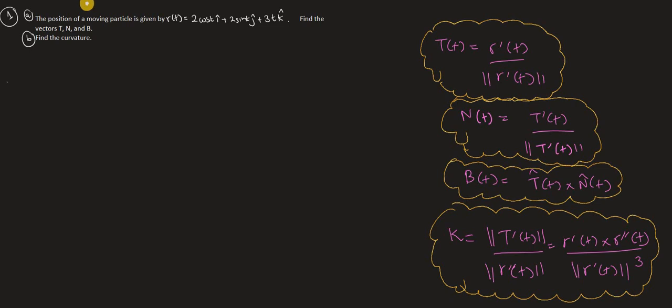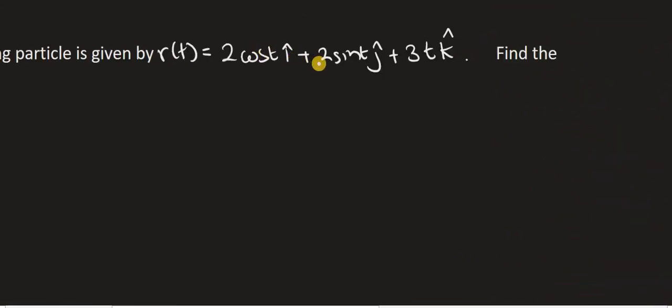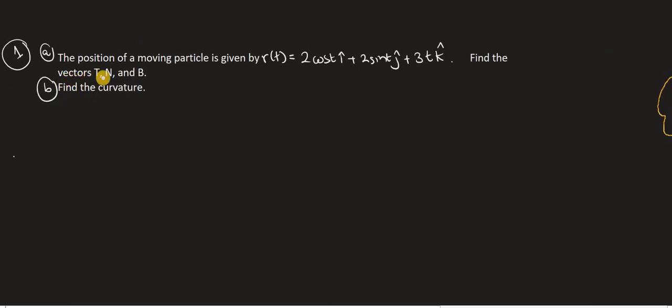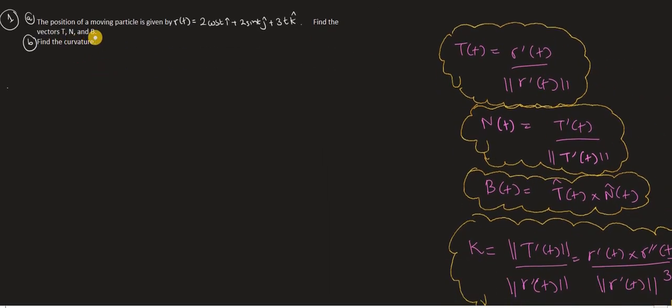Hi guys, in this video we are solving for the unit tangent vector, the normal vector, the binormal vector and the curvature. Consider this problem. The position of a moving particle is given by a vector function whose equation is r of t equals 2 cosine t i hat plus 2 sine t j hat plus 3t k hat, and we have to find the unit tangent vector, the normal vector and the binormal vector, and the second part is to find the curvature.